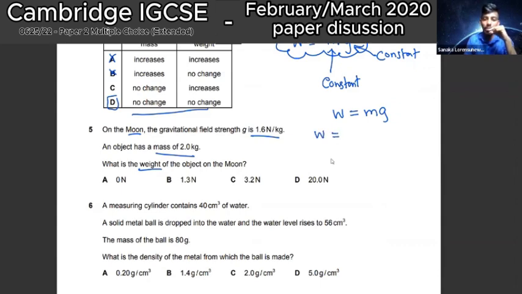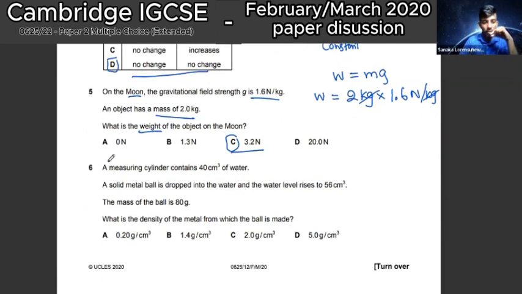We only need to substitute these values. W equals m, which is 2 kg, multiplied with 1.6. Okay, right. kg and kg cancel, and the answer is given in newtons. 1.6 multiplied by 2. What is the value? 3.2. This is the answer. Then C is the answer. Very easy.